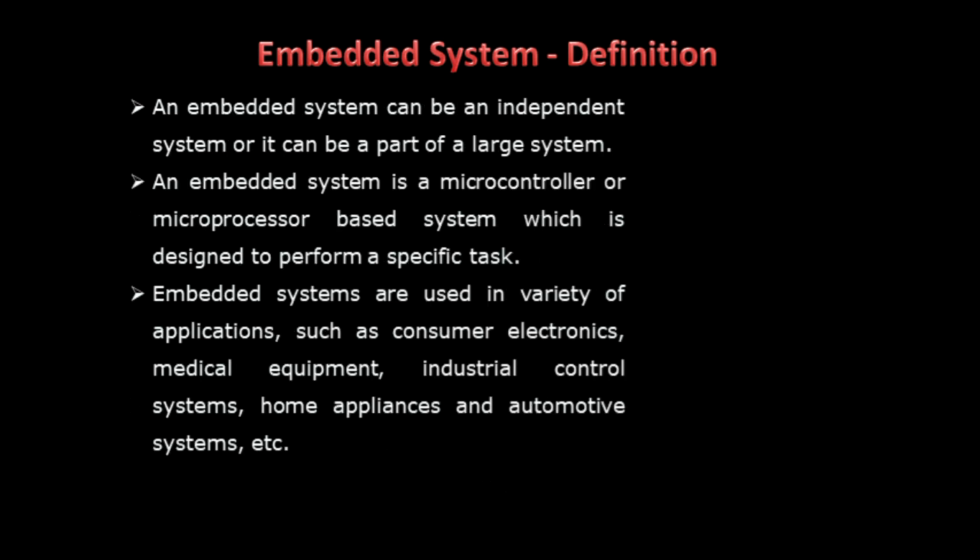The embedded system is an independent system or a part of a larger system. It is a microcontroller or microprocessor based system designed to perform a specific task. Embedded systems are usually used in a variety of applications such as consumer electronics, medical appliances, industrial control systems, home appliances and automotive systems, etc. In home appliances, we all use embedded systems. A washing machine in our home is a simple example of an embedded system.